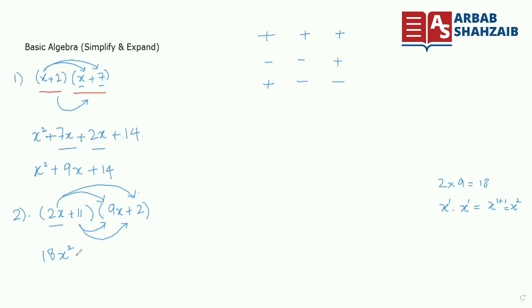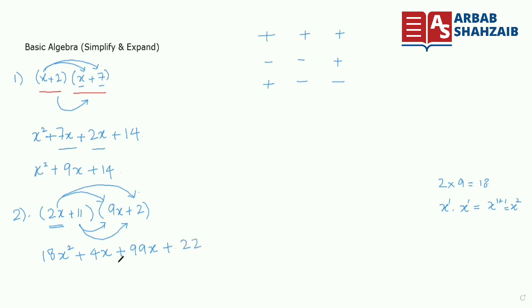Then multiply 2x by 2. So 2 times 2 is 4, and x, because we don't have x here, so we multiply by 1. x multiplied by 1 is x. Now we will multiply 11 by 9x, which is 99x. Then 11 multiplied by 2, which is 22.